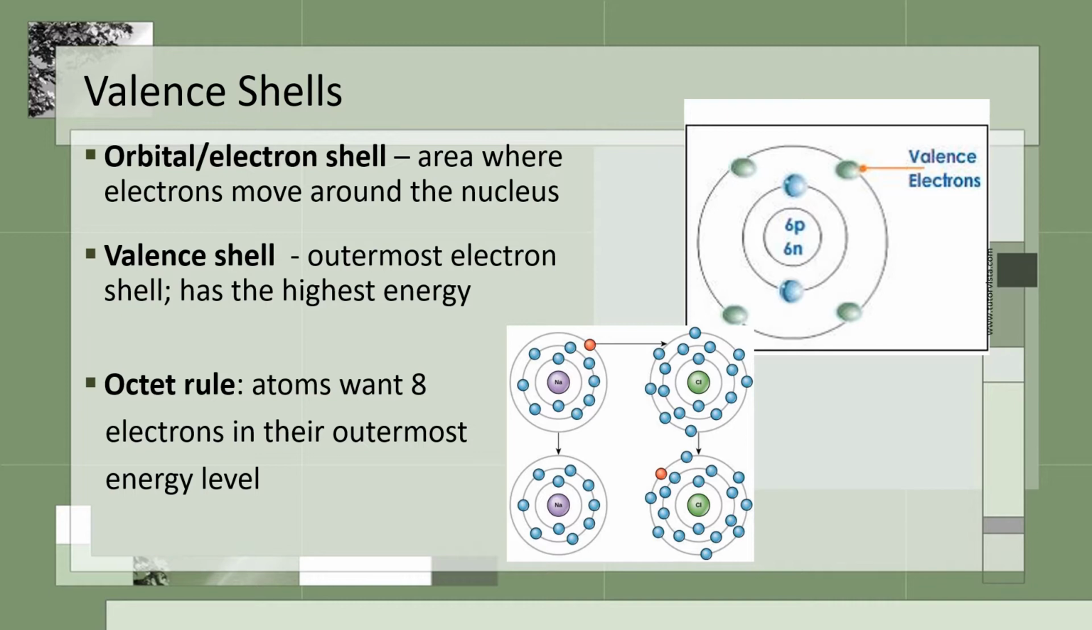Now both of these have full valence shells. The last shell that has any electrons in it, they're both full with 8 electrons.